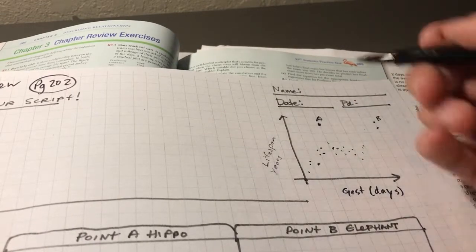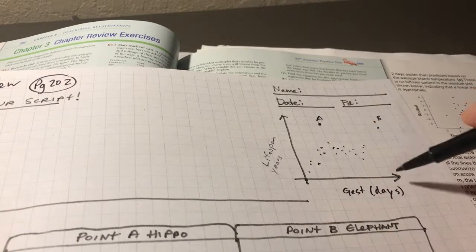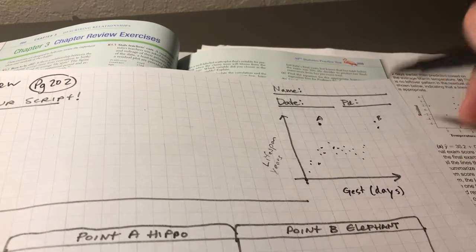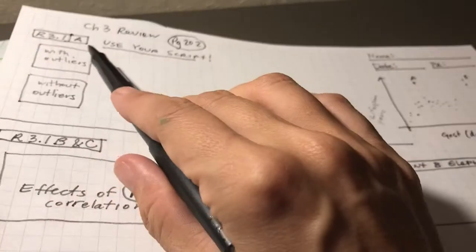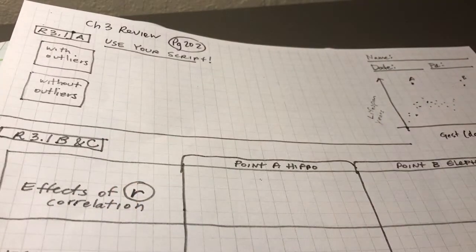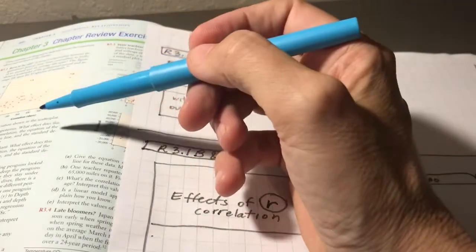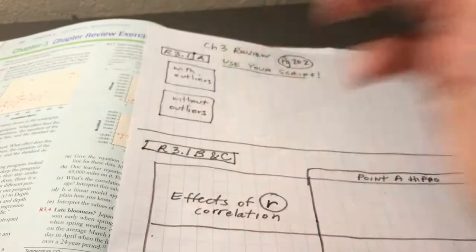And if you've been looking in the book or going over the video, all outliers are not created equal like in Chapter 1. In Chapter 3, there may be some different reasons. So we're going to analyze these. So question 1 starts out right off our script. It says, 1A says, is there a relationship between the gestation period and the lifespan?